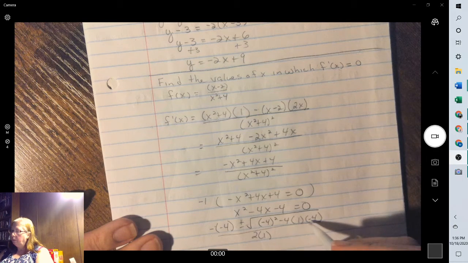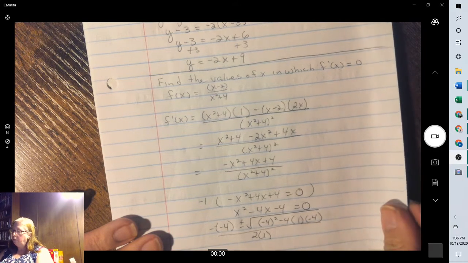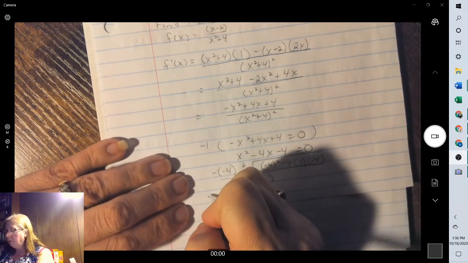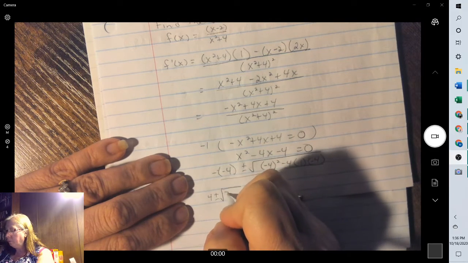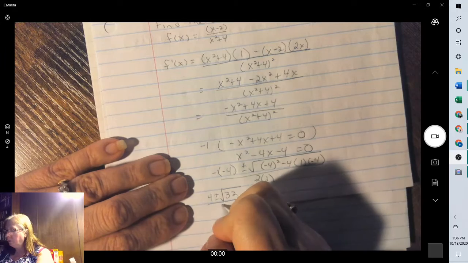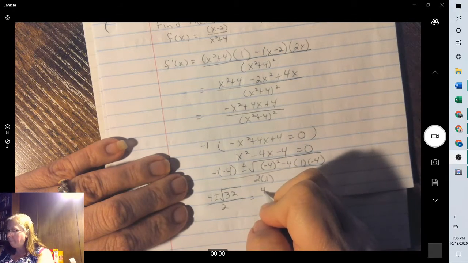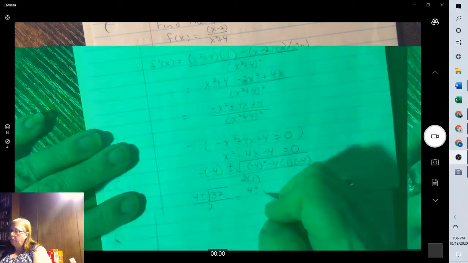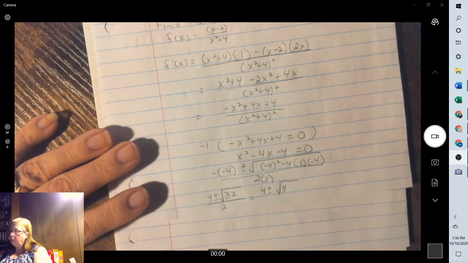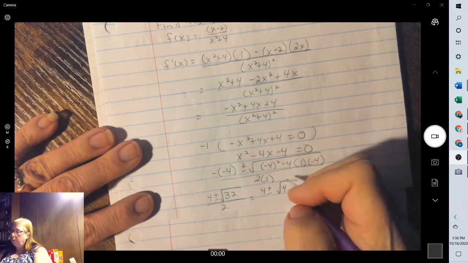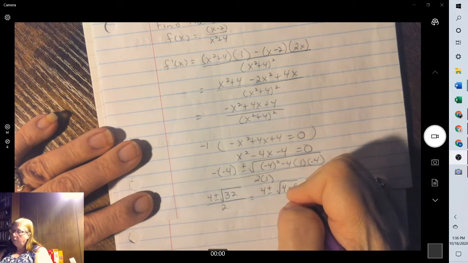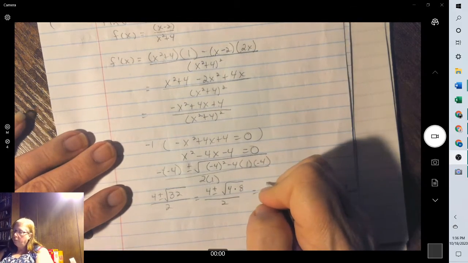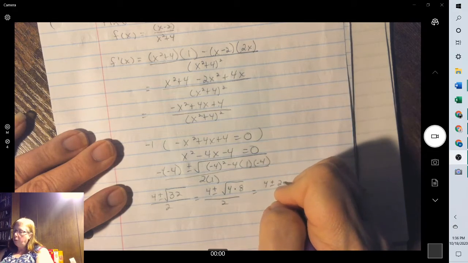16 and 16 is 32. So we have 4 plus or minus the square root of 32 over 2. And 32 is 4 times 8, which is 4 plus or minus 2 radical.